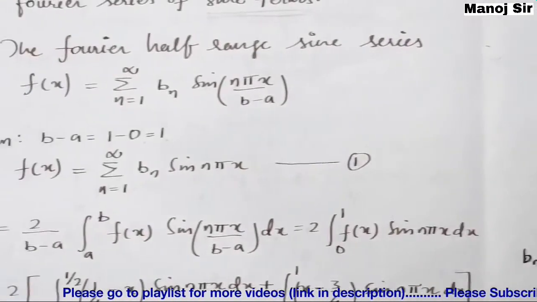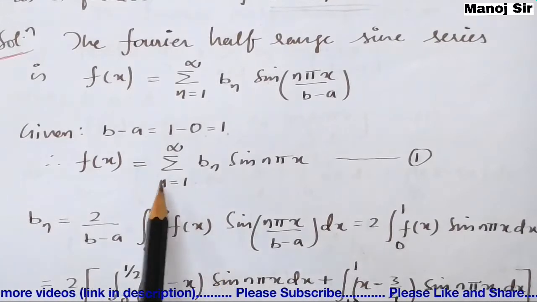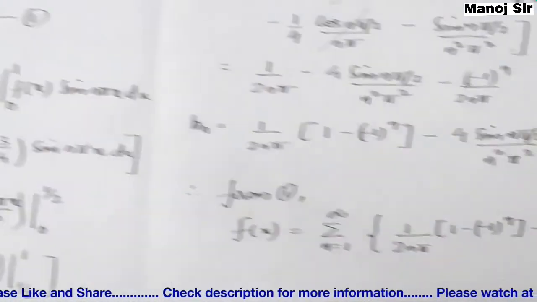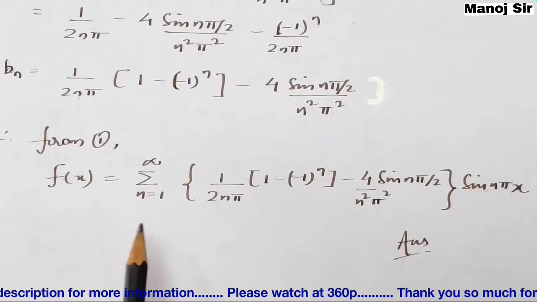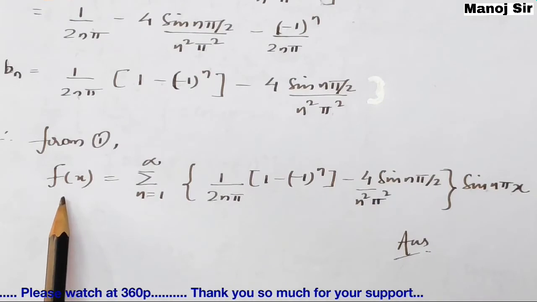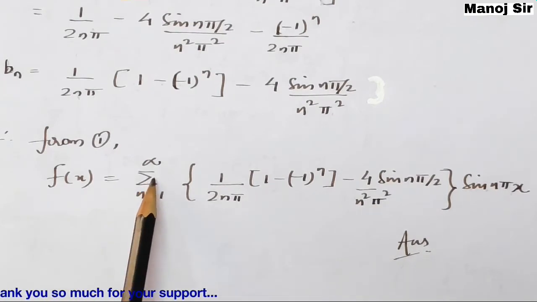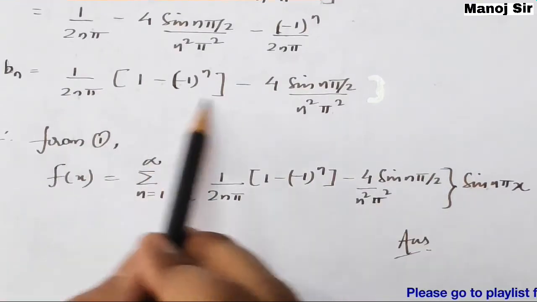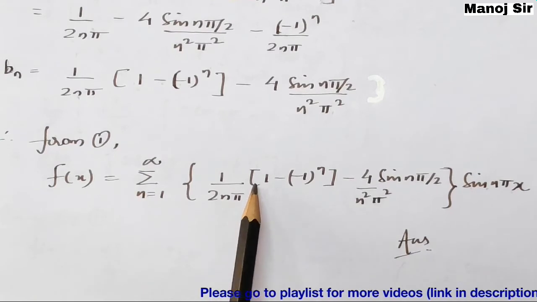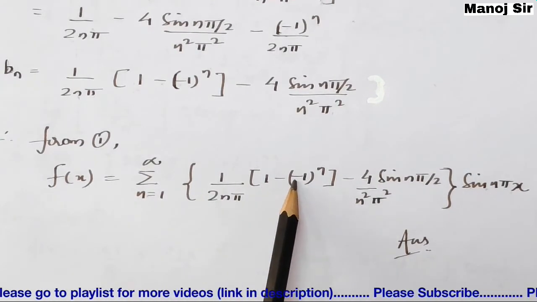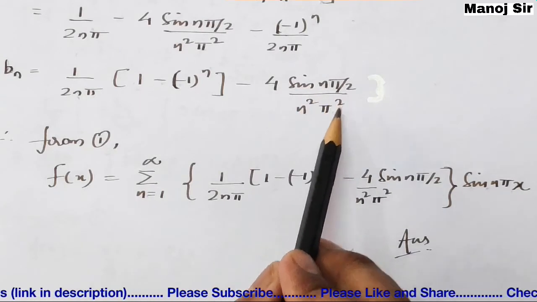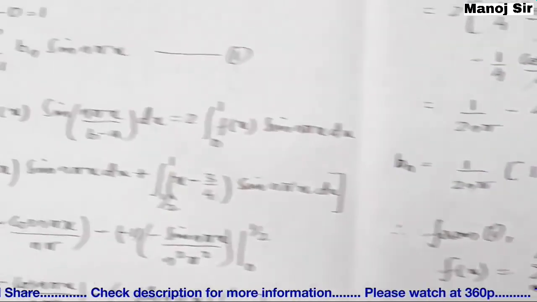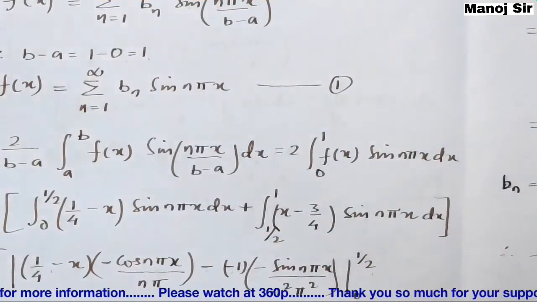Now we'll come to the equation number 1, that is f of x equals to summation n equals to 1 to infinity bn into sin n pi x. Okay, this is my equation number 1. So coming to the equation number 1, from equation number 1 we can say f of x equals to summation n equals to 1 to infinity. Okay, writing this part here, in this curly bracket we can write this part, 1 upon 2 n pi, 1 minus 1 power n, minus 4 sin n pi by 2 upon n square pi square into sin n pi x. Okay, yes, sin n pi x here.